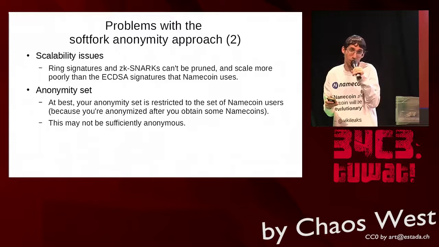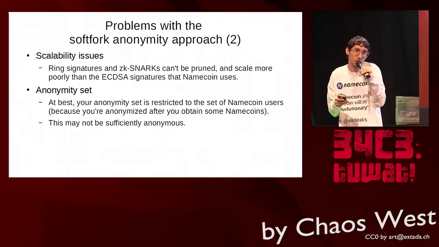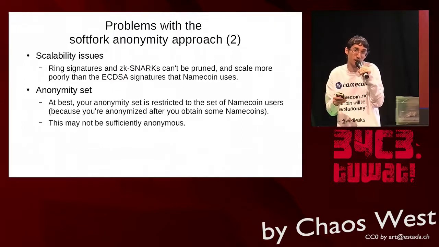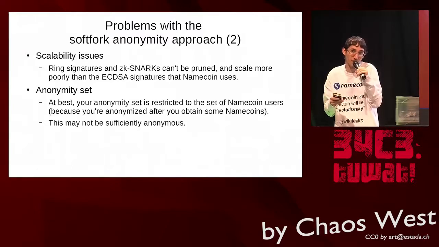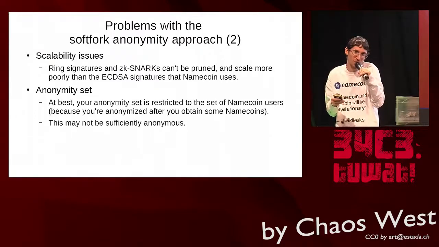Some other problems that would occur if we were to adopt ring signatures or ZK snarks is there are scalability problems. Monero and Zcash both do not scale as well as Bitcoin. This is primarily because ring signatures and ZK snarks cannot be pruned, and they're also more expensive to verify, at least in the case of ZK snarks. And so this is really annoying because with Namecoin, a lot of users may not want to have a really unscalable system. Especially since we're competing with the DNS, which is incredibly scalable.